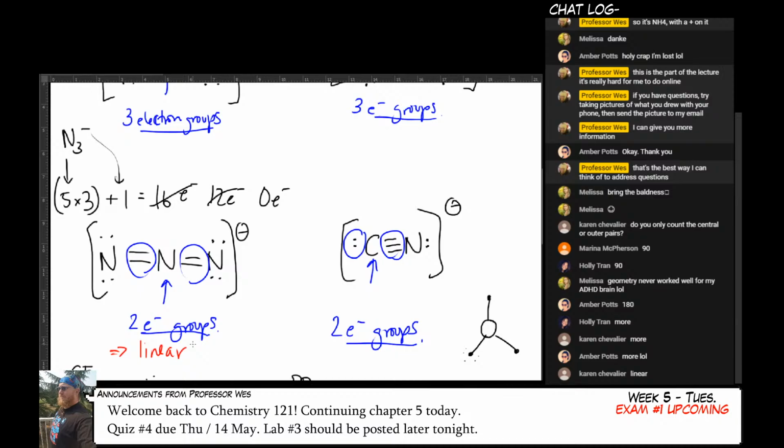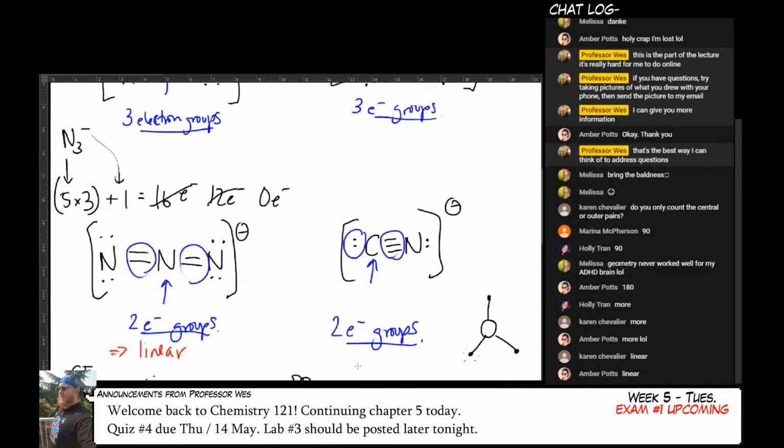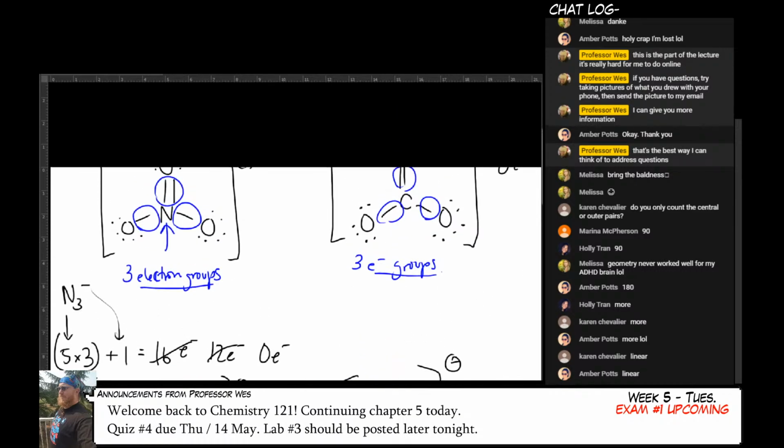And so if I say that this is a linear shape, you would just say, oh, okay, all the atoms are in a line. Same thing over here. This one's linear too. And the reason it's linear is because it has 2 electron groups. Well, what do I call something with 3 electron groups?